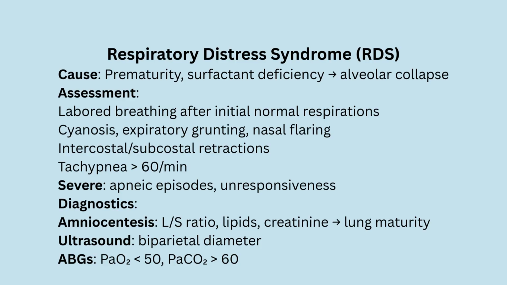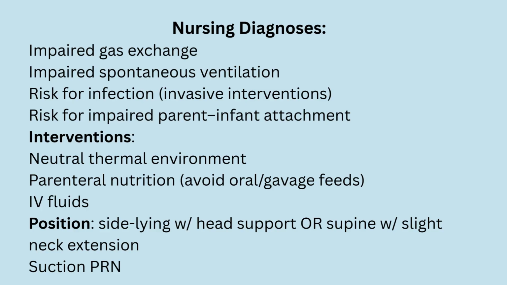Diagnostic testing includes amniocentesis for the lecithin to sphingomyelin ratio to measure lung maturity, ultrasound of biparietal diameter, and blood gases that show low oxygen and high carbon dioxide. Nursing care for RDS means maintaining a neutral thermal environment, avoiding oral feeds during the acute phase, providing parenteral nutrition and IV fluids, and suctioning as needed to keep the airway clear.